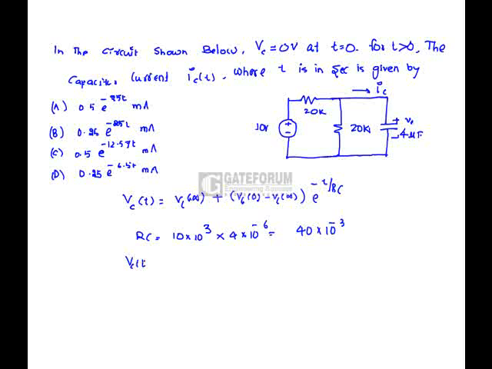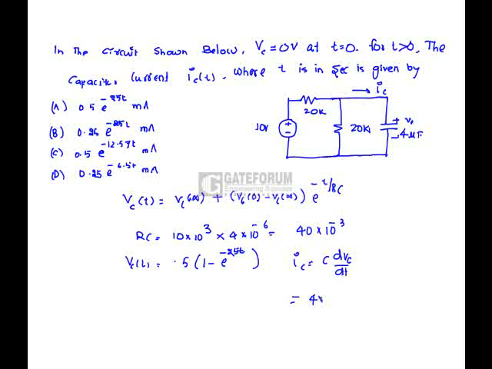Here in the Vc of t equation, Vc at t equals infinite, the capacitor acts as an open circuit. That means the 10 volt source is equally divided between the 20k as well as the 20k. So 5 into e power minus 25t. So IC is nothing but C dVc by dt.